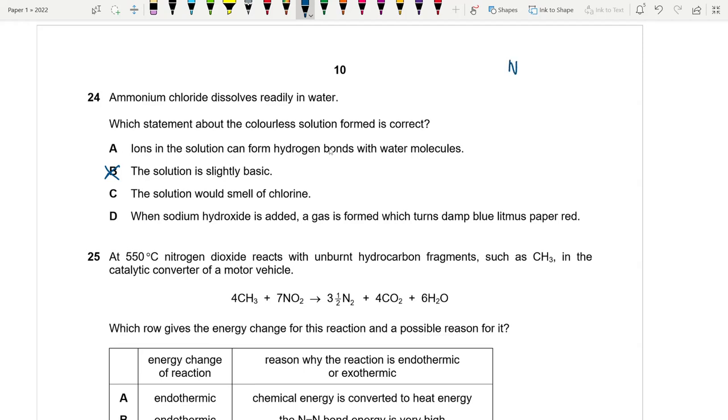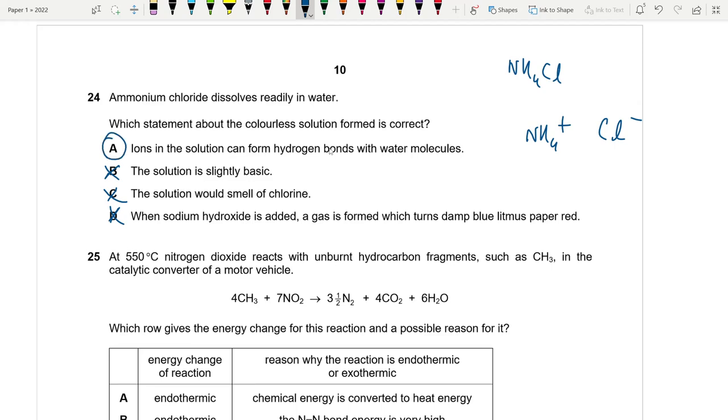The solution will smell of chlorine. Basically, when ammonium chloride dissolves in water, it forms NH4+ and chloride. So if you dissolve common salt, sodium chloride, in water, does it smell of chlorine? It doesn't, right? It's wrong. When sodium hydroxide, a base, is added to an ammonium salt, a gas evolves which turns red litmus paper blue. So D is also wrong. Why is it A?